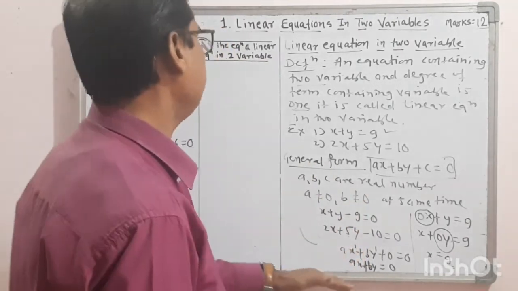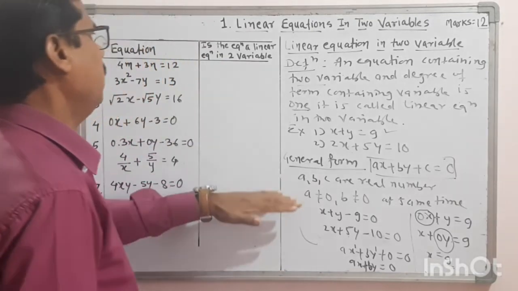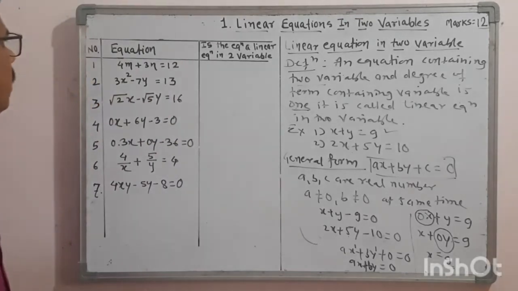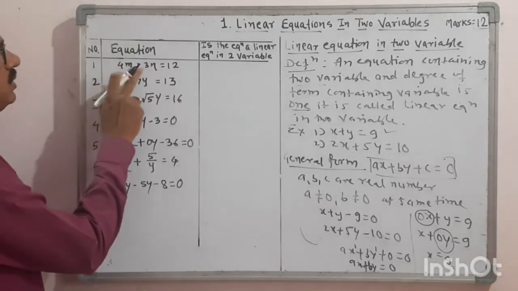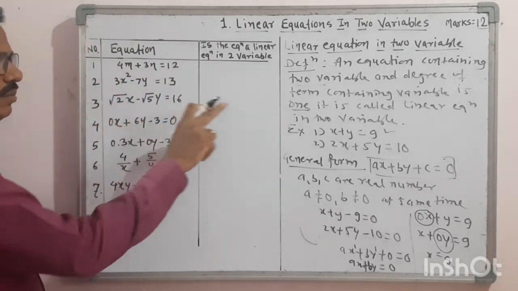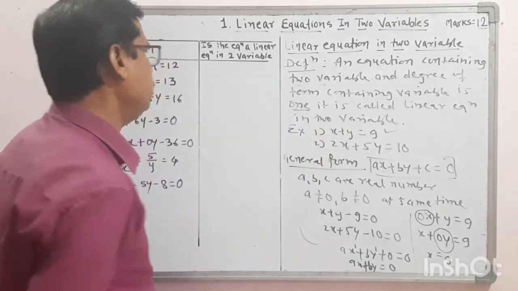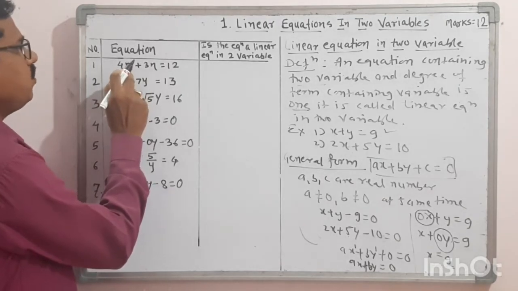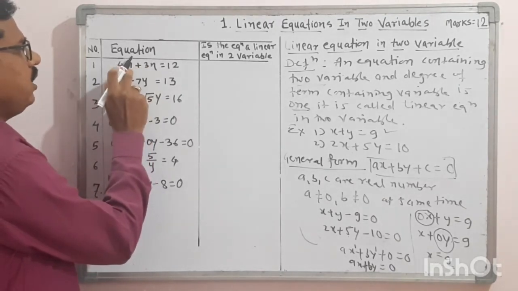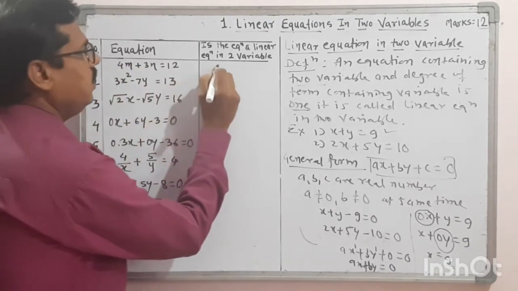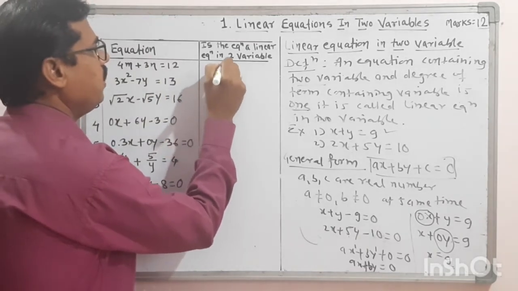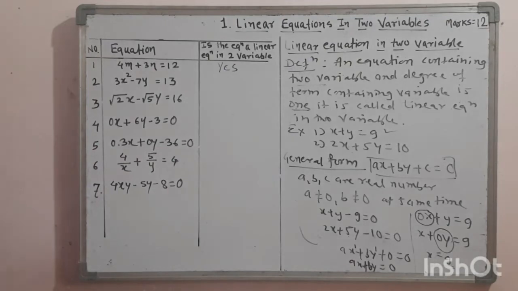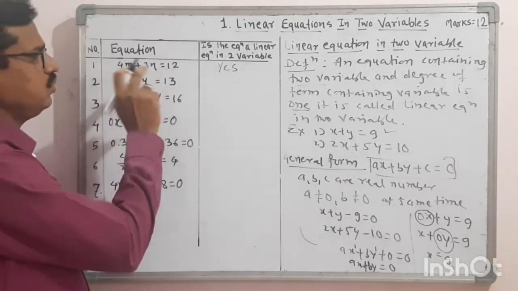Then we take some examples to identify equations in two variables. First equation: 4m plus 3n is equal to 12. We know the definition. Here the power of m and n both have degree 1. Therefore this is a linear equation in two variables. We write in short: yes, it is a linear equation in two variables. What is the reason? The degree of the variables is 1.